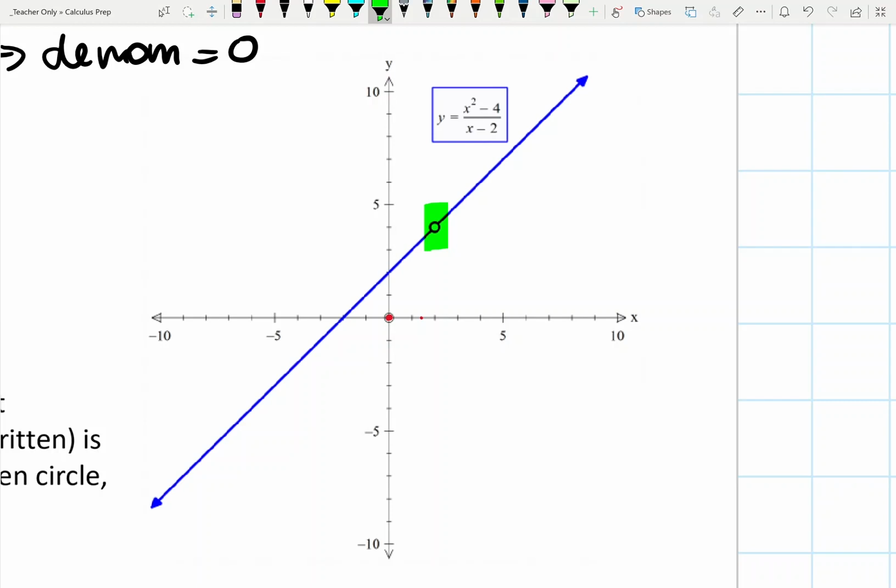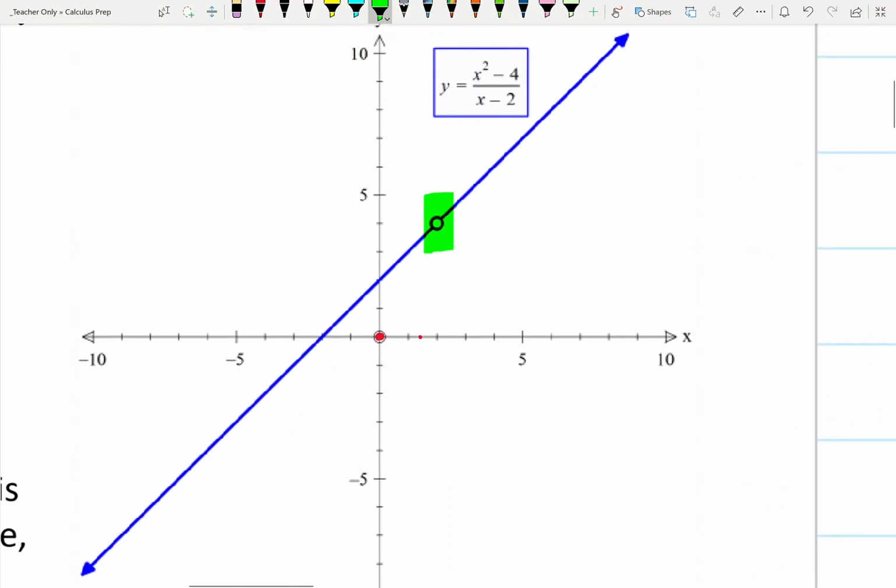So if you graphed y equals x plus 2, it would look exactly the same as this, except that this one has the point discontinuity. And that's why it's got the open circle, because the function does not exist at that point. However, if we look at the graph here, you can see fairly easily that the coordinates of this point, if it existed, is 2, 4.